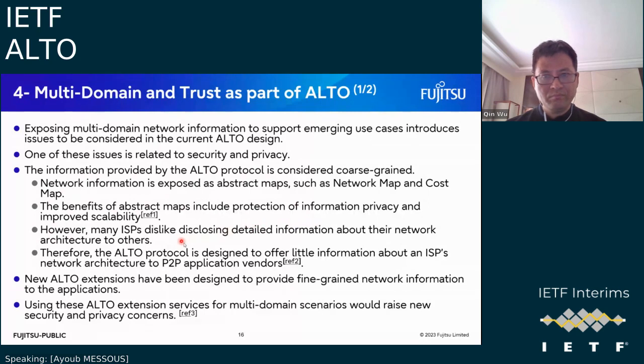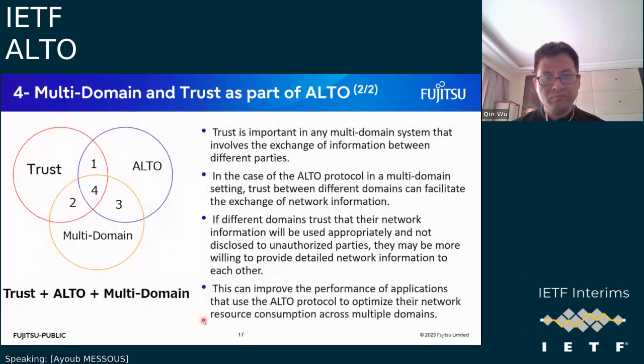However, many ISPs dislike disclosing such detailed information about the network because of the risk factors. Therefore, the ALTO protocol is designed for now to offer little information about an ISP's network architecture to peer-to-peer application vendors. This new possible extension needs to be designed to provide fine-grained network information to the application. Using these extension services for a multi-domain scenario raises new security and privacy concerns. So basically, in this element, we try to bring together these different factors, how trust, ALTO, and the multi-domain setting can be brought all together, as previously mentioned.